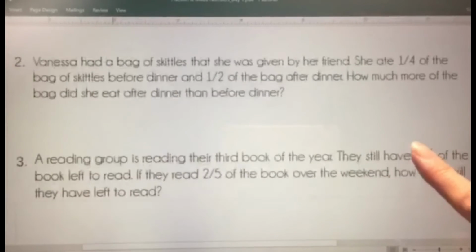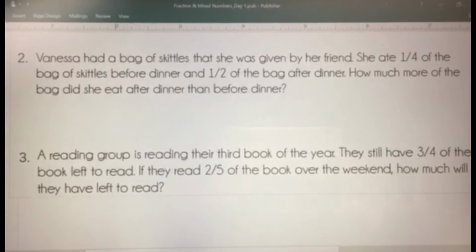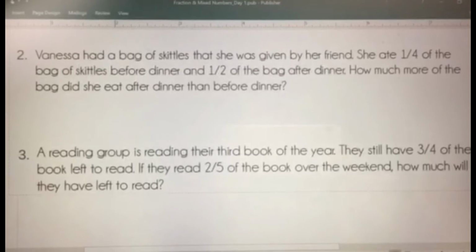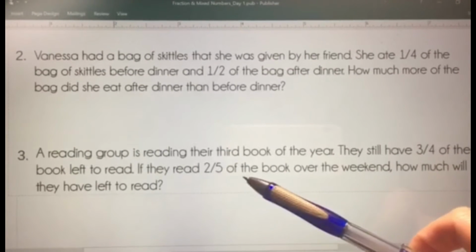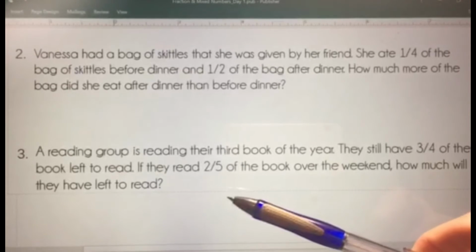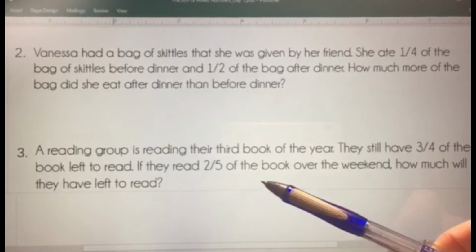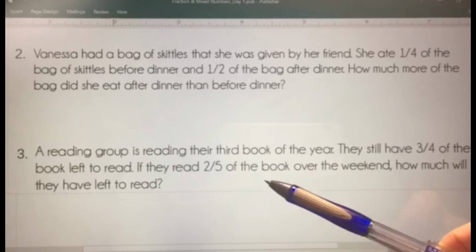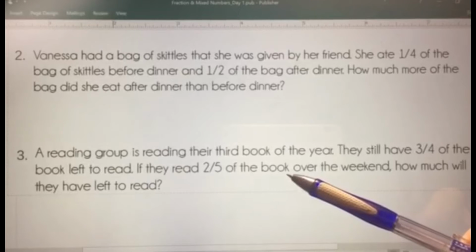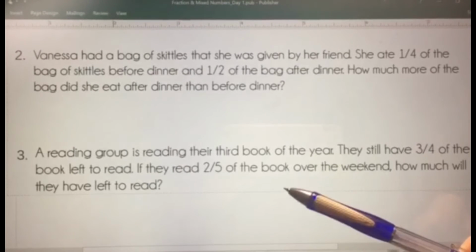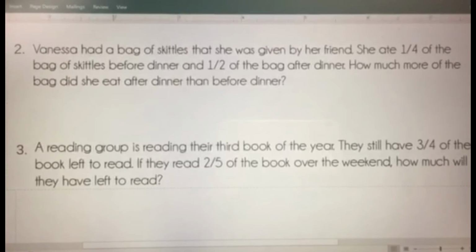Number 3, a reading group is reading their book. They still have 3/4 of the book left to read. If they read 2/5 of the book over the weekend, how much will they have left to read? So they have 3/4 of the book left. Then they read another fraction of the book, 2/5. How much do they still have left?